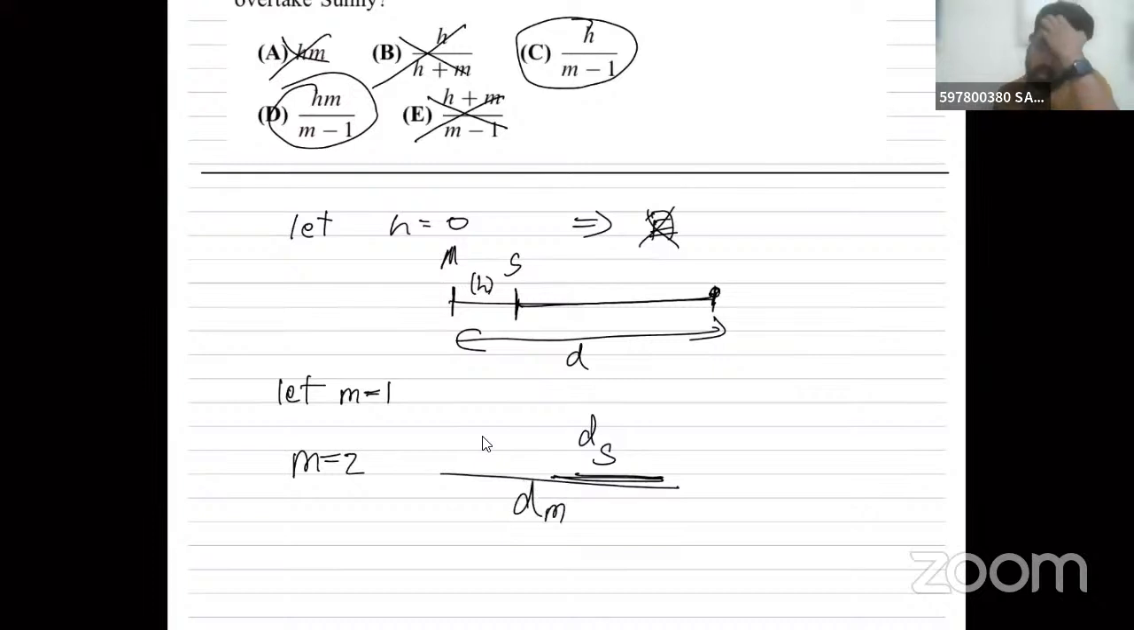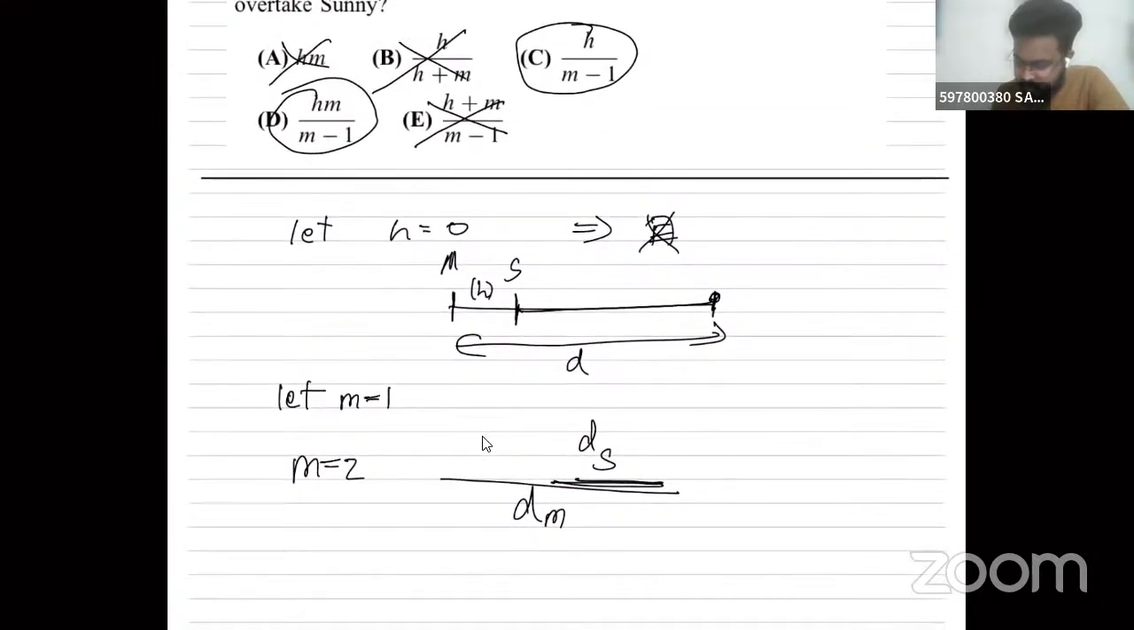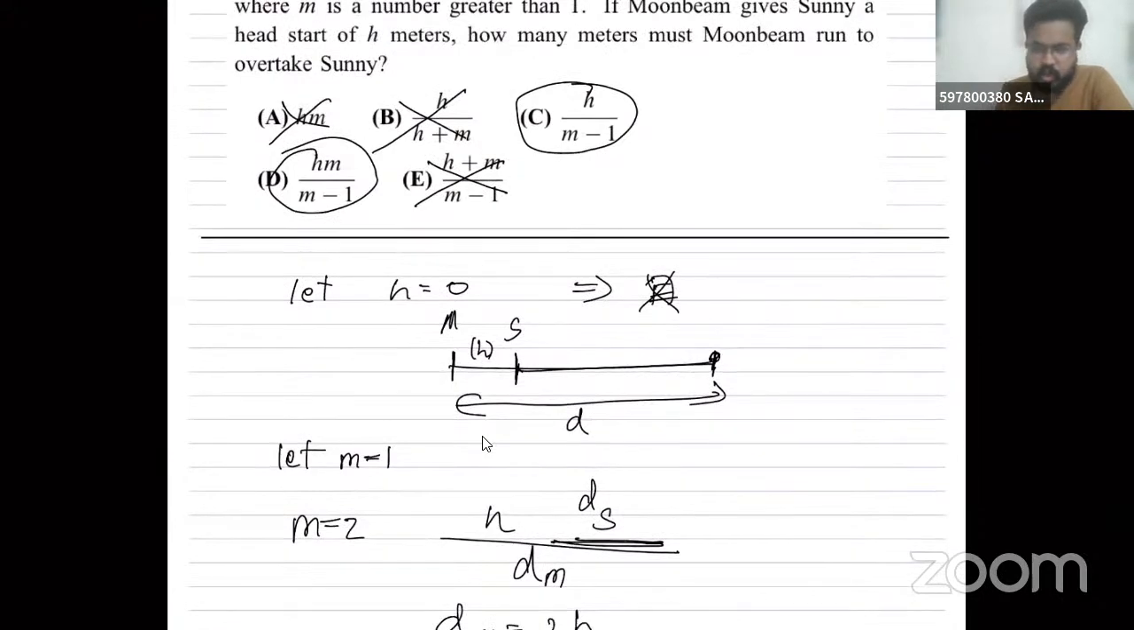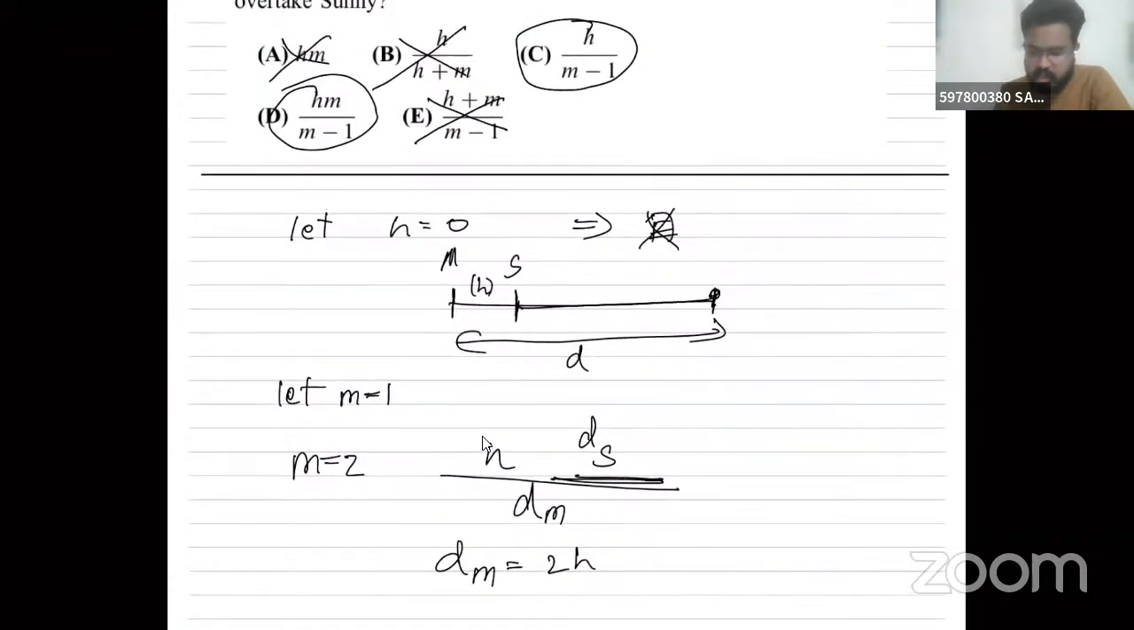Correct? So whatever distance Sunny covers, the distance covered by Moonbeam will be double. So if this is the head start, then the distance covered by Moonbeam will obviously be 2h. Whichever of these equations gives the answer 2h is the correct answer, and that is D. So this is how you do option elimination for such a question and get the answer very fast.